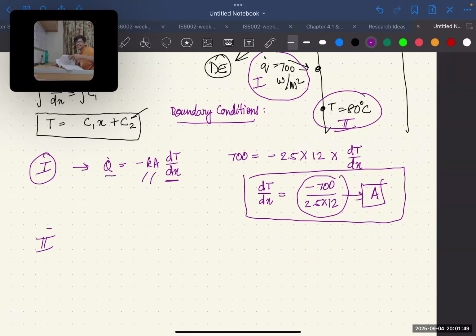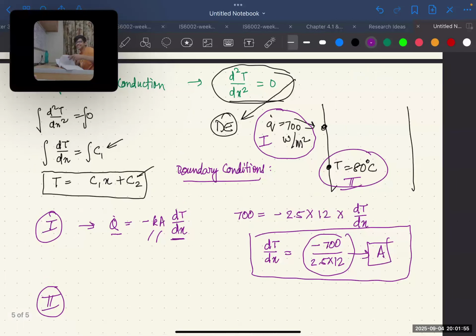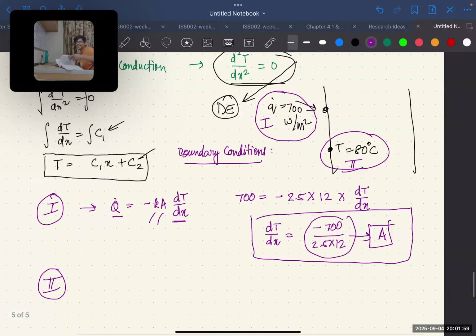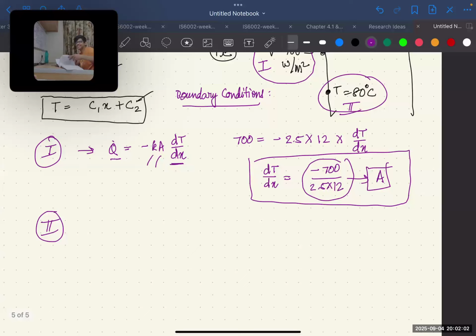Now coming to the second boundary condition. What is given? T equals 80 degrees Celsius. How do we express this? Directly, we just need to write the Dirichlet boundary condition, which is T at x equal to 0 is equal to 80 degrees Celsius. This is all. This is what they are asking for.